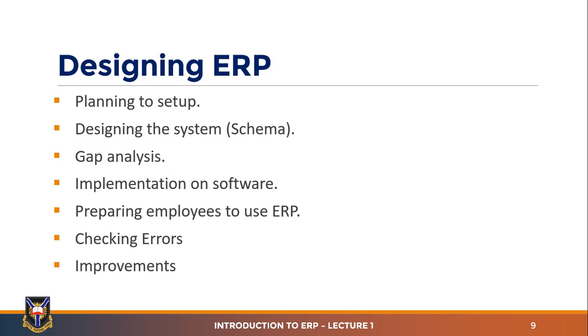And after that, we look at the implementation of the software. In the next slide, I'll be showing how the implementation stages work. And after then, you have to prepare the employees to use the ERP. That means you have to train them. And after training them and after using everything, you will keep on seeing some minor errors, which you have to work on to have a better performance. Having a better performance, that means we are talking about the improvement.